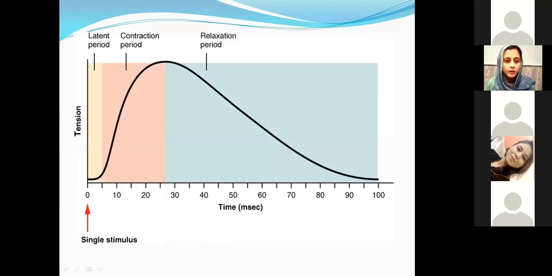Achha. So this is the graph that is showing all the three phases. The first phase, which is the latent phase, is about 1 to 2 milliseconds, and then comes the contraction phase, and the third one is your relaxation phase. So जब simple muscle twitch हम देते हैं, तो this is the graph that will form after the contraction.